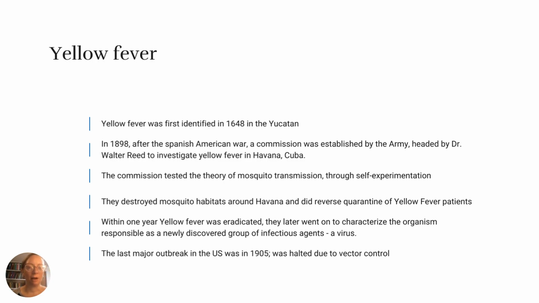And the last major outbreak of yellow fever in the United States was in 1905, and that was halted largely due to vector control. So when Dr. Walter Reed first brought back this idea of the mosquito being the vector that was transmitting this disease, people scoffed at him at first. They did not believe him. But in New Orleans, they responded to this outbreak in 1905 by controlling the vector, and since then people understand that it is a mosquito-borne illness.